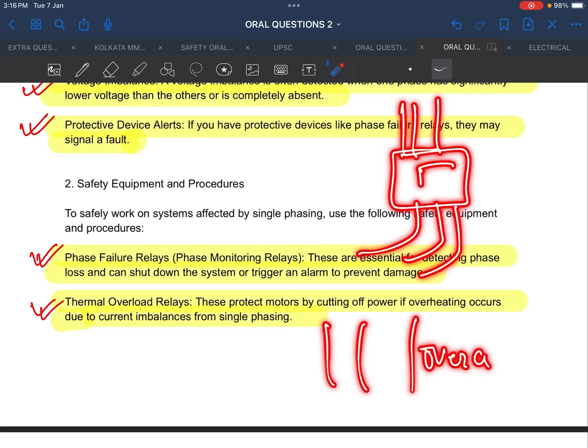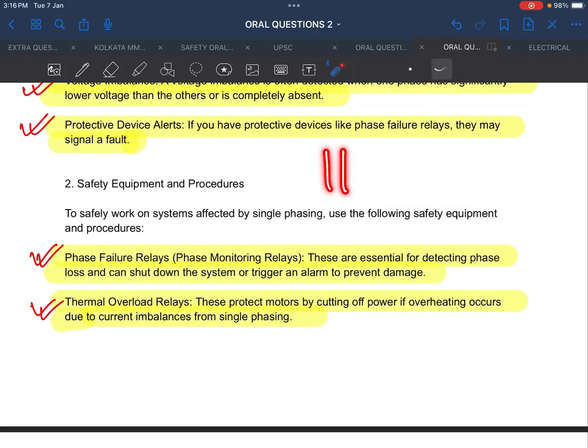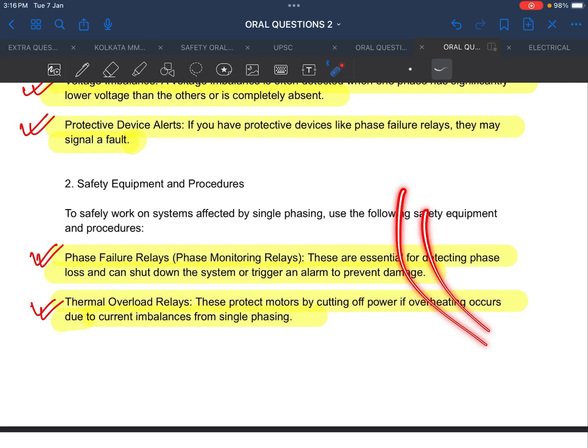This overcurrent relay has some setting. Let's suppose you set it at 105% of full load current. When your current exceeds this limit of 105% of full load current, what happens? Inside there are 3 metal strips which continuously sense the current from the circuit, and due to overheating they will bend and open the circuit. So the overload relay just disconnects the circuit from the equipment, so power will not flow to the equipment.